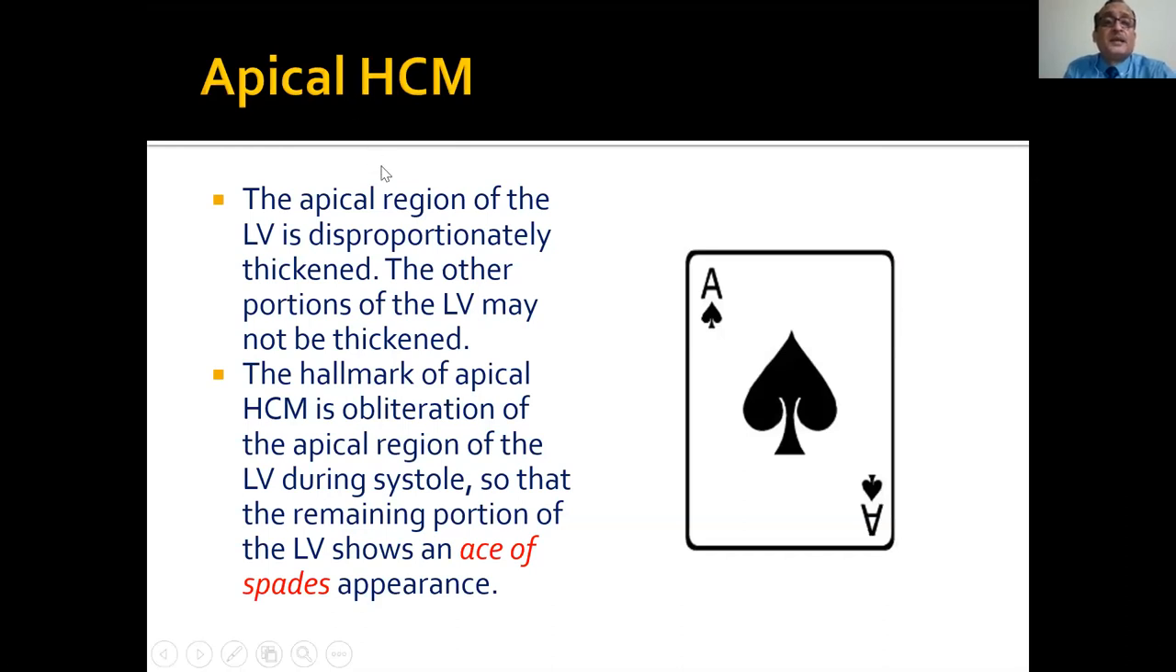Apical HCM: the apical region of the LV is disproportionately thickened. The other portions of the LV may not be thickened. The hallmark of apical hypertrophic cardiomyopathy is obliteration of the apical region of the LV during systole, so that the remaining portion of the LV shows the appearance of an ace of spades.